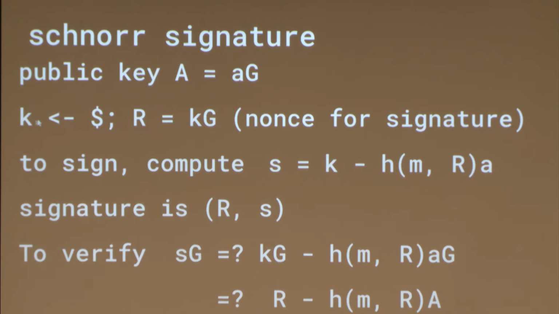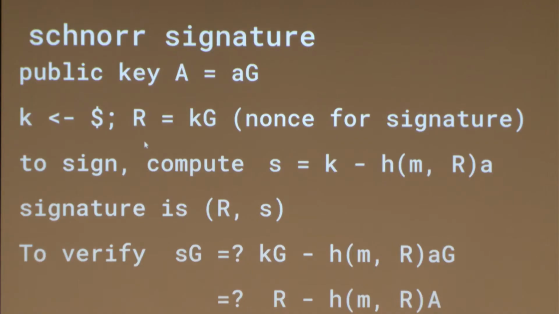To create a signature, you create essentially a new private key, we call it K, and a new public key, a one-time use private key and public key that you're going to use specifically for a single signature. Then to sign, you take your one-time use private key, subtract (or actually adding also works) the hash of your message and that public one-time use key times your private key. This is verifiable by any party that has only public information.